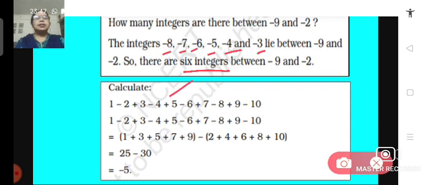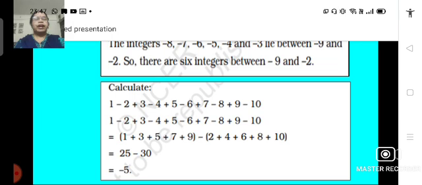Now next problem is calculate 1 minus 2 plus 3 minus 4 plus 5 minus 6 plus 7 minus 8 plus 9 minus 10. To solve this one, what we do? We bring together all the positive integers and we bring together all the negative integers and add them. So the sum of all the positive integers is positive 25, and the sum of all the negative integers is negative 30. Now 25 minus 30 becomes negative 5. So the answer for this is negative 5 or minus 5.